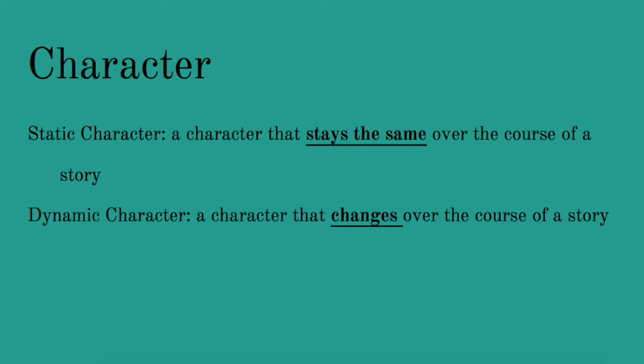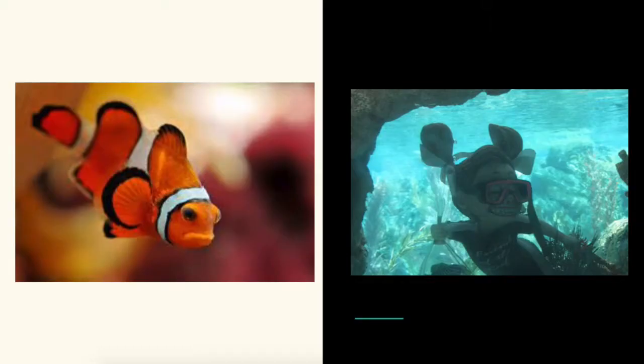On the other hand, a dynamic character is a character that changes over the course of a story. So this is the character that learns the lesson, that develops, that changes, that grows. These are the characters that we look for, and these are usually going to be the main characters in the story. For example, in Finding Nemo, Marlin is the dynamic character, right?